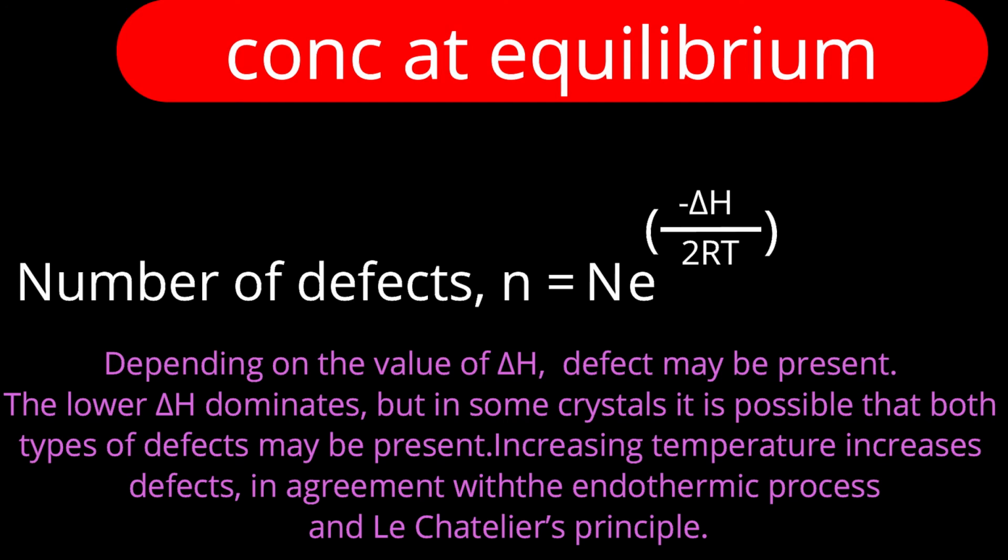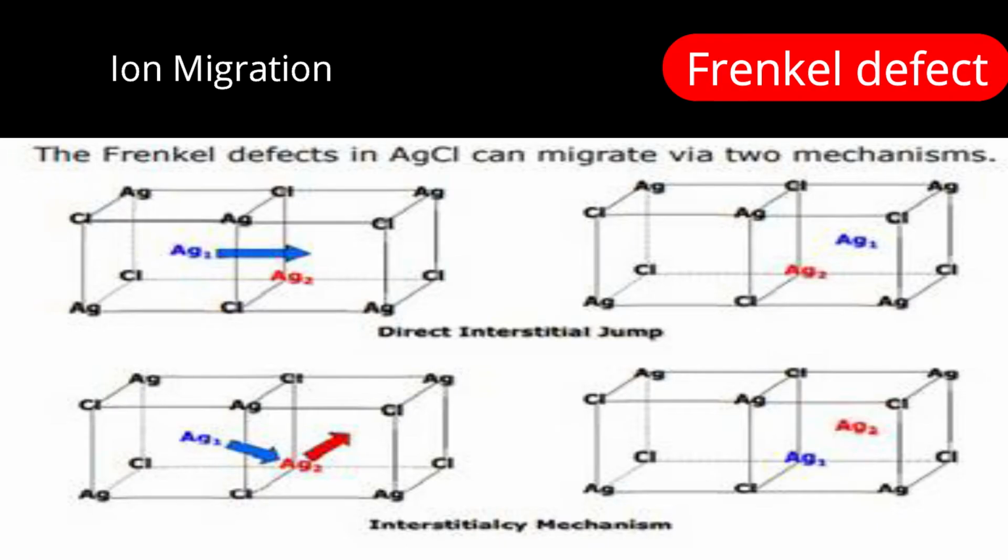Then what do you think? The speed and productivity of an endothermic reaction will increase by absorption of heat. Therefore, at elevated temperature, at high temperature, the number of defects is more, following our simple Le Chatelier principle. Here, capital R is the universal gas constant and capital T is the absolute temperature.